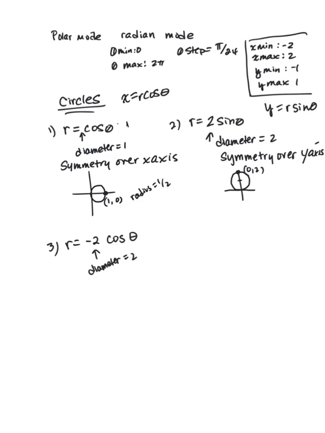Then for this -2 cosine theta, it's going to flip onto the other side. I think I said reflection over y-axis. Maybe I said x. I don't remember. But anyway, it flips over to the other side. So I have 1, 2 is my diameter, but it goes over here on the other side. So this is -2, 0. Those are circles.